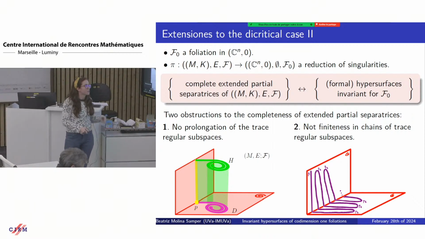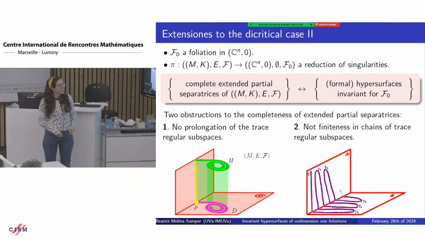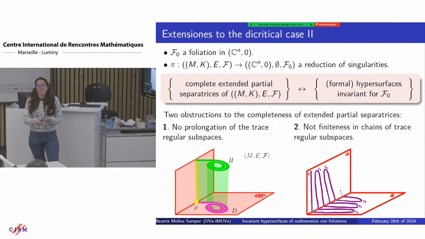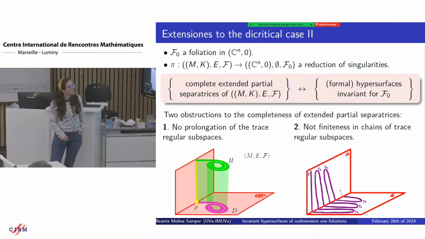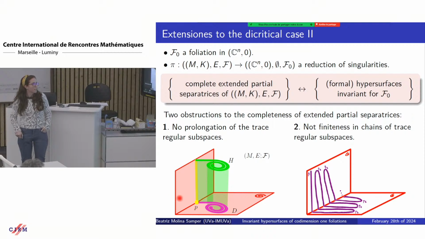But now I find two obstructions to completeness for the extended partial separatrix. One obstruction is like in the Jouanolou example, when I find my critical component. Here I have the local picture: I find locally an invariant curve for the restricted foliation, but it is not algebraic, so I cannot prolong it. So the partial separatrix consisting of this yellow curve is not complete, because when I see the intersection with the divisor, I see this purple part that does not belong to my partial separatrix because it's not a global curve.